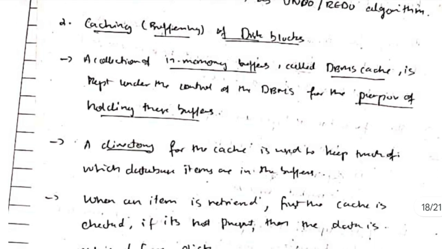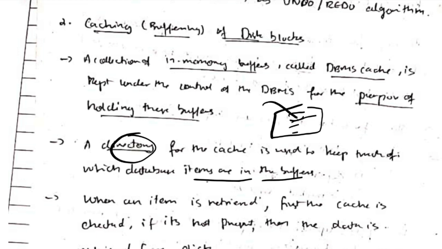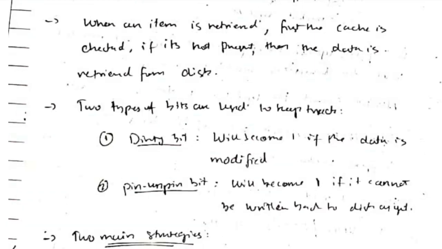And the second is caching. Caching means there will be a space in memory in which the recent transactions and the recently updated data will be stored. A directory is used for the cache to keep track of all the items which are in the database. An item can be retrieved faster if it is present in the cache, and there are two types of bits which keep track. The first one is the dirty bit, which is one bit to know if the data is modified or not, and the second is the pin-unpin bit, which shows if the data can be changed or not.